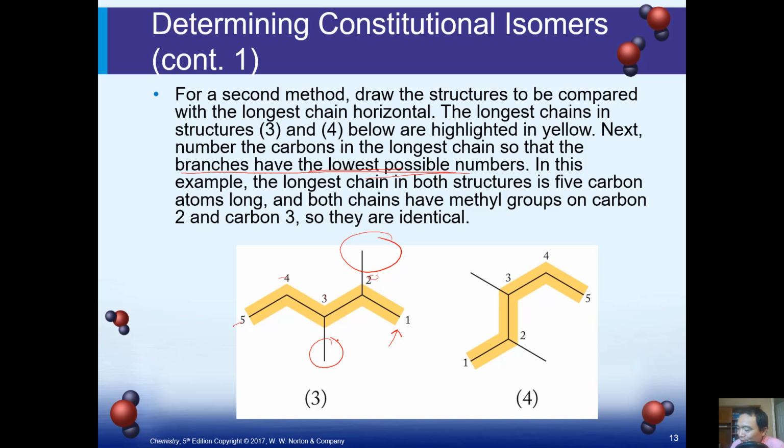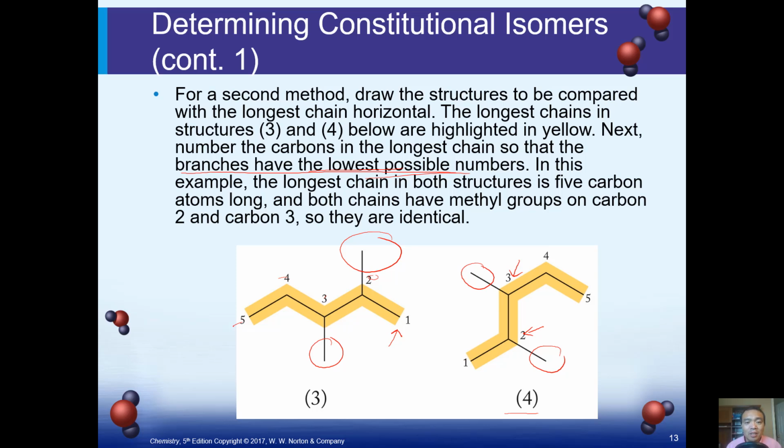Then you look at structure 4. Seemingly they are different, but if you number the main chain, you will notice on carbon 2 you have one branch, and on carbon 3 you have another branch, which happens to be exactly the same as structure 3. So structures 3 and 4 are identical. They are not isomers. So far, we have learned what constitutional isomers are and how to differentiate identical structures from constitutional isomers.